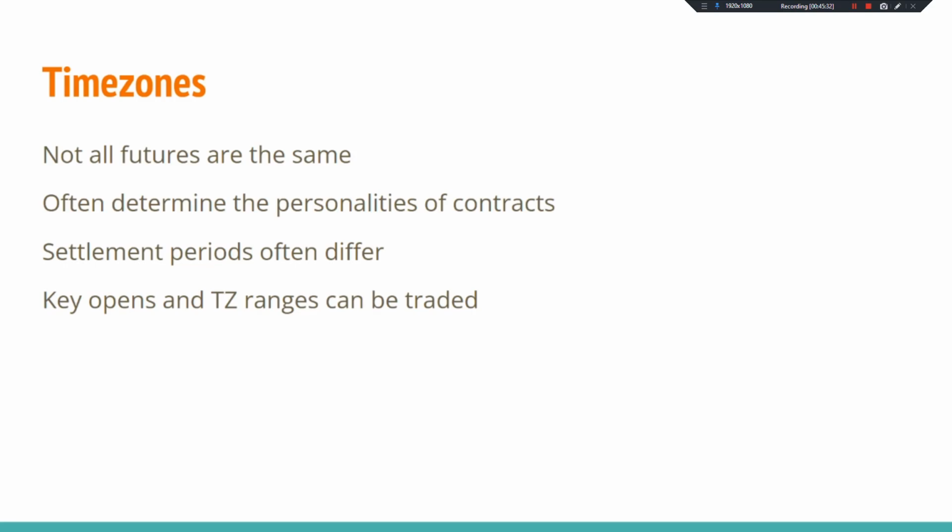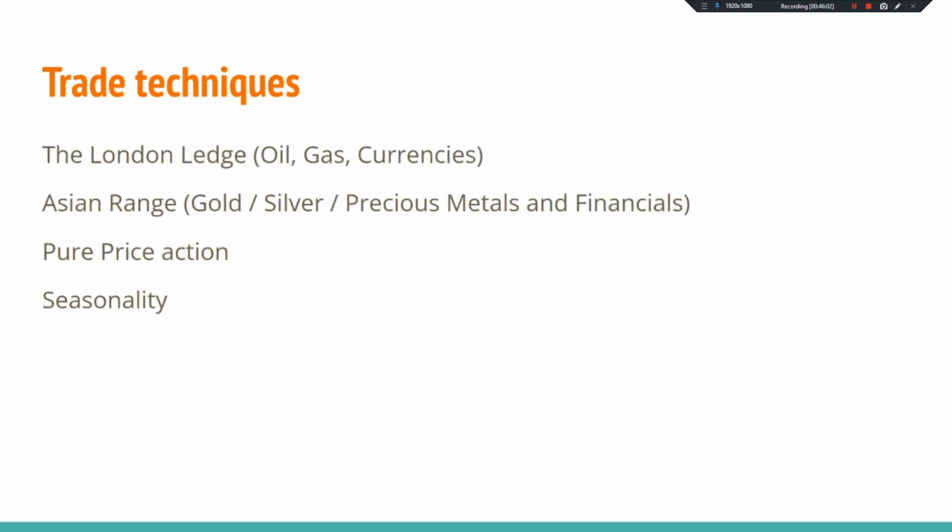So it depends on what the primary exchange is, whether it's London, Tokyo, Delhi, Amsterdam, Chicago, or New York, and you just need to work around that. One of the things is the key opening at each of those time zones and time zone ranges are often the best ways of trading futures. So a couple of techniques. These are the ones that I use, but there's probably a whole bunch of different ones.